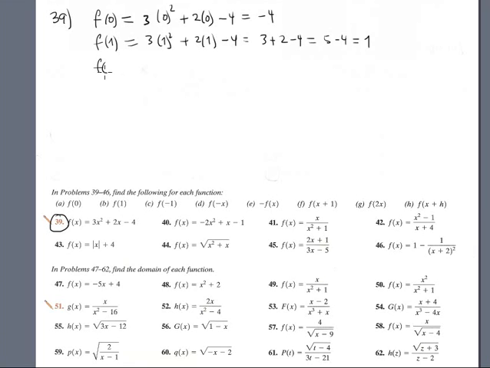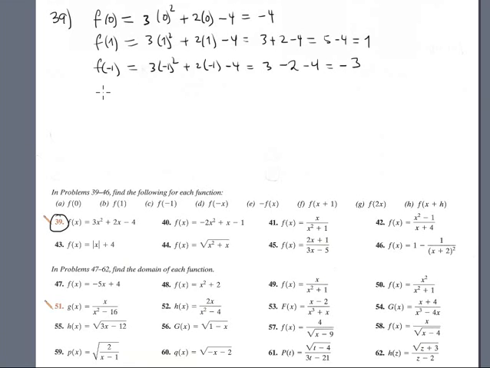F evaluated at negative 1 is 3 times negative 1 squared plus 2 times negative 1 minus 4. Negative 1 squared is 1 times 3 is 3, minus 2, minus 4. 3 minus 2 is 1 and 1 minus 4 is negative 3.